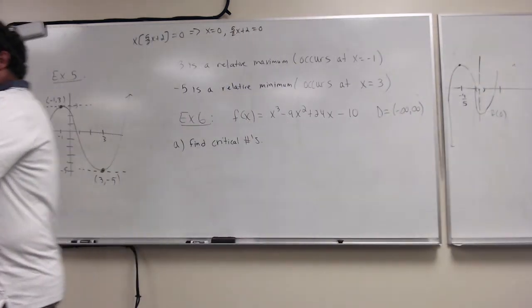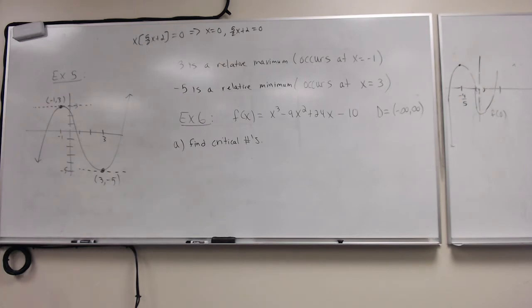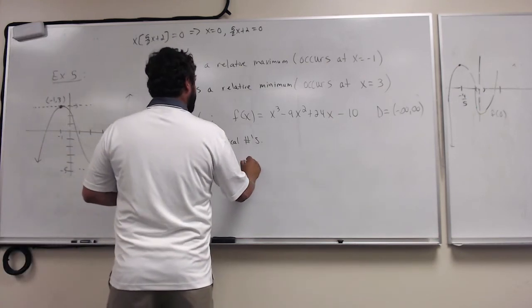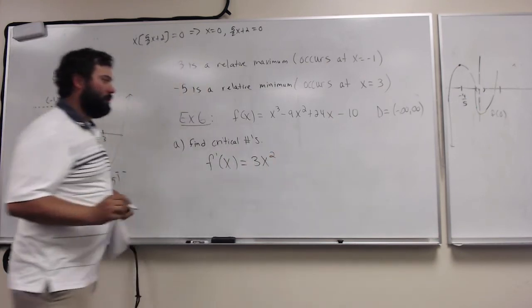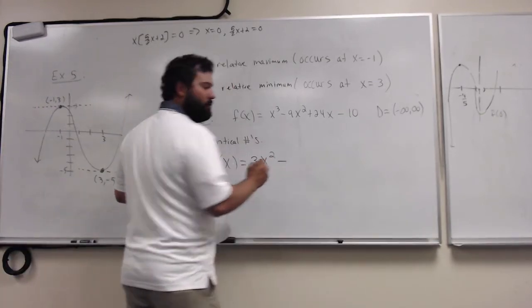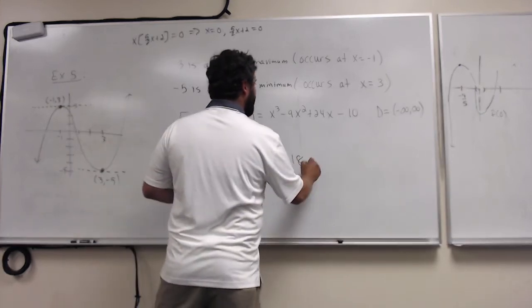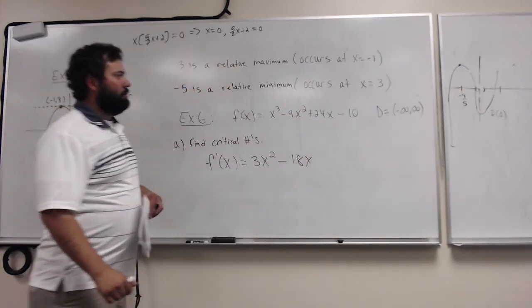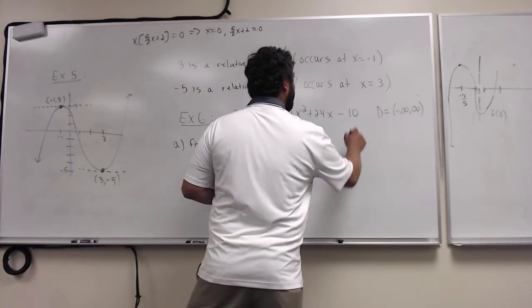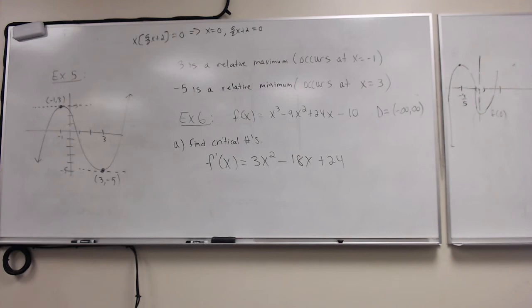Okay, so what do we do to find critical numbers? We have to take a derivative. It's a calc class, right? If you're going to do anything, you have to take a derivative. So without even knowing what to do, it's always a good idea to take a derivative. So the x cubed becomes 3x squared, and then minus 9x squared becomes minus 18x when the 2 comes out front. The derivative of 24x is just 24, and the derivative of the constant negative 10 is 0.